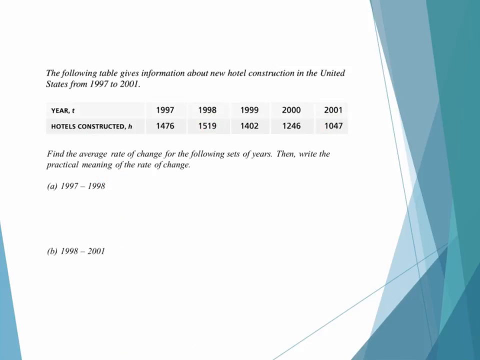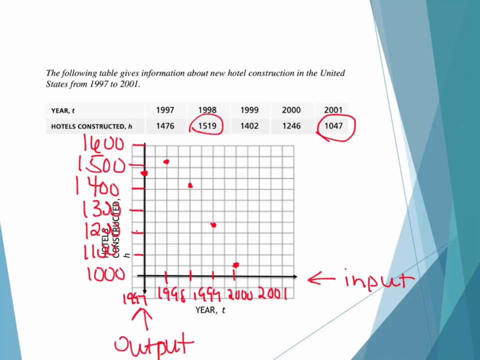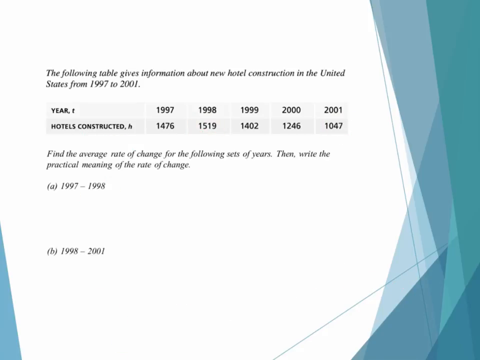Okay, so we're going to use the same information and we're going to find the average rate of change for the years that are below and then write the practical meaning of that average rate of change. So I'm first looking at the average rate of change between 1997 and 1998. If you remember on our graph, that's where we saw the increase. So I'm going to need this piece of information.